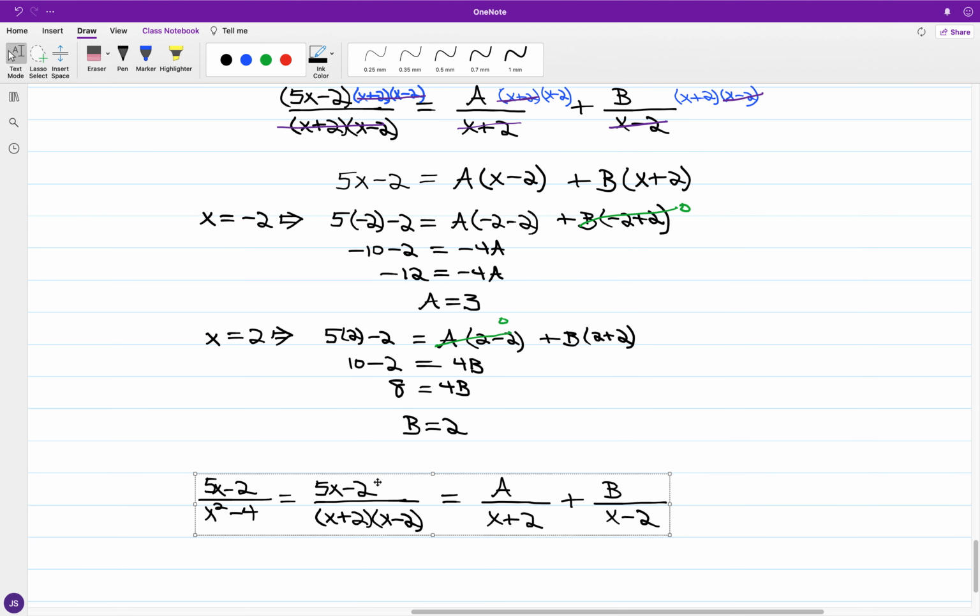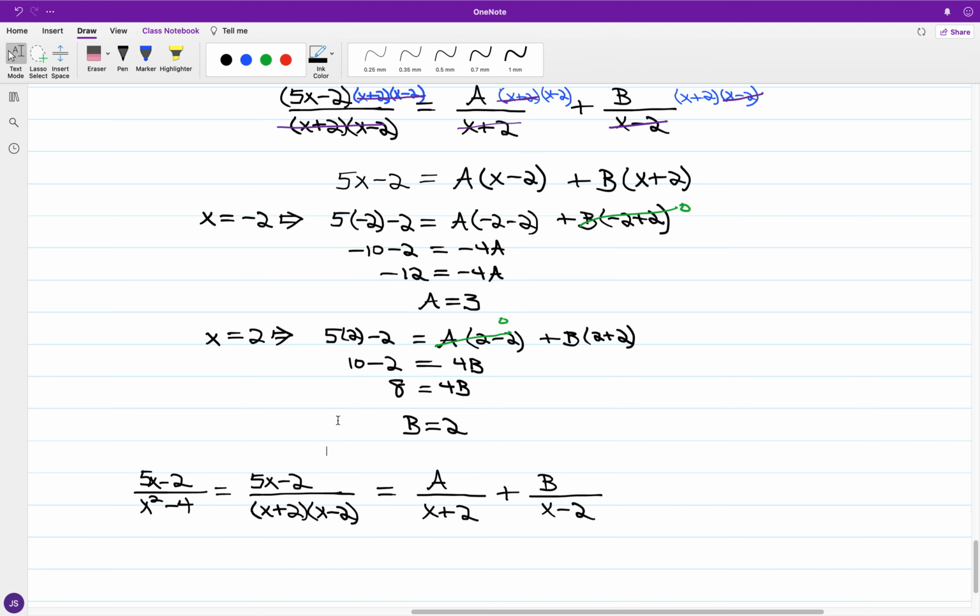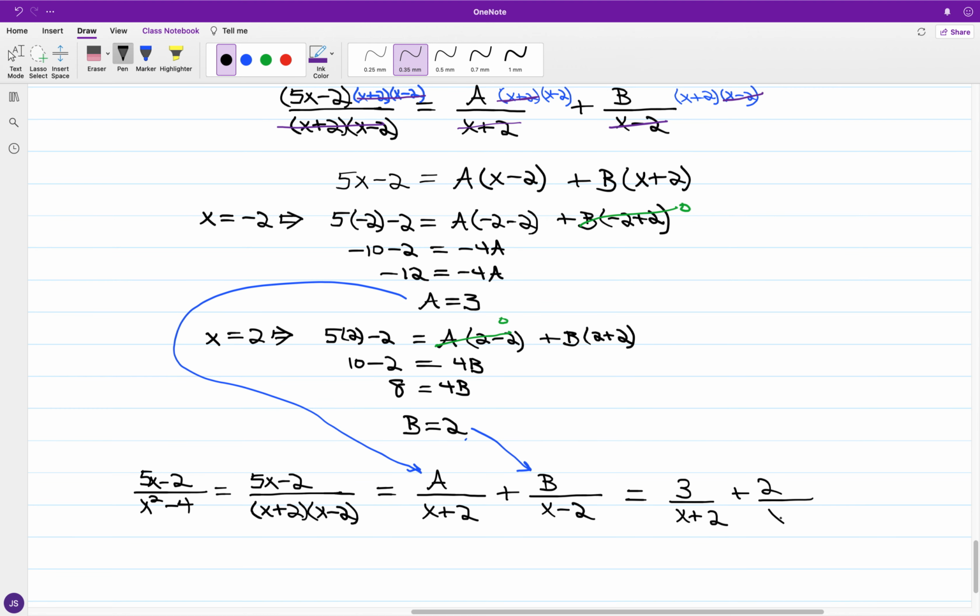So with the resulting partial fractions, again, we're going to have A at 3 and B at 2. So for 5x minus 2 all over x squared minus 4, this will come out to 3 over x plus 2 plus 2 over x minus 2.